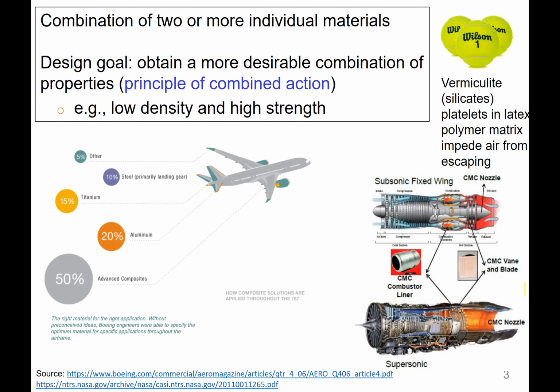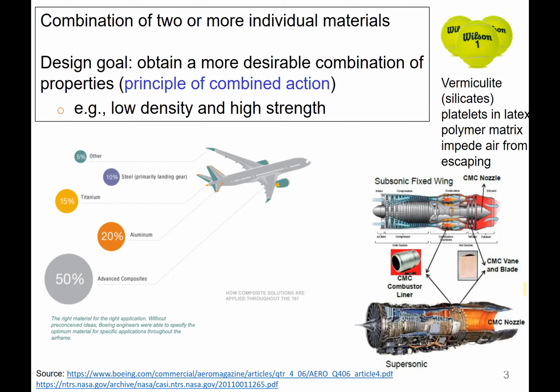All right, so when we talk about composites, we're talking about synthetic materials. Obviously there are naturally made composites as well. We'll talk about that, but here we're really going to talk about the more synthetic composites. It's really just a combination of 2 or more constituents in the composite. And our design goal typically is to obtain a more desirable combination of the properties, right? So either we want lower density or increasing strength or something like that.